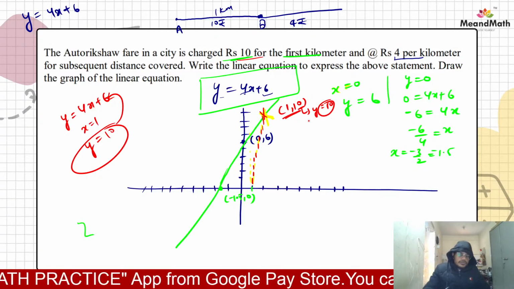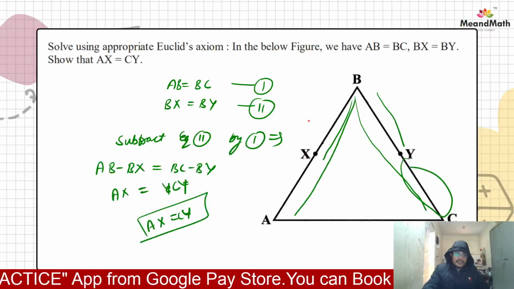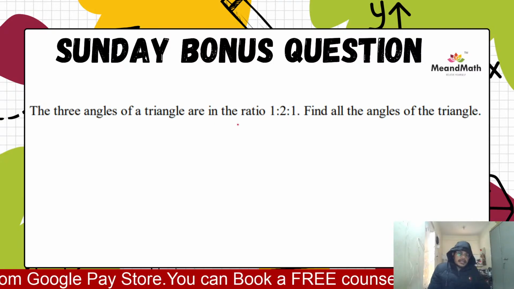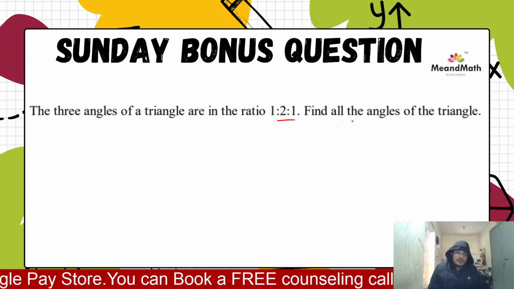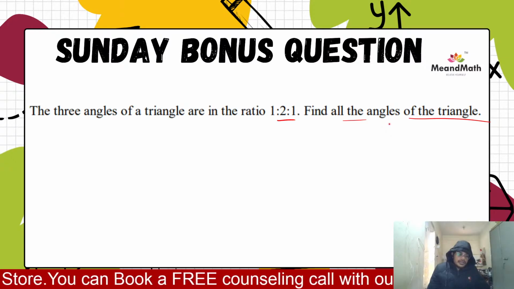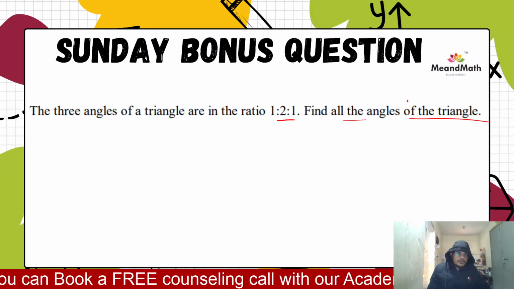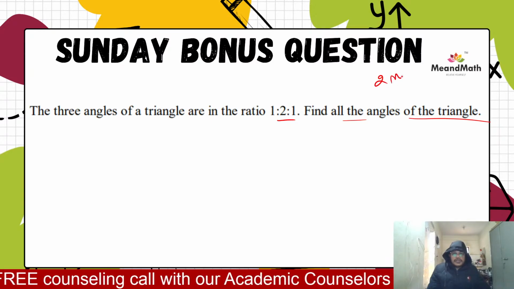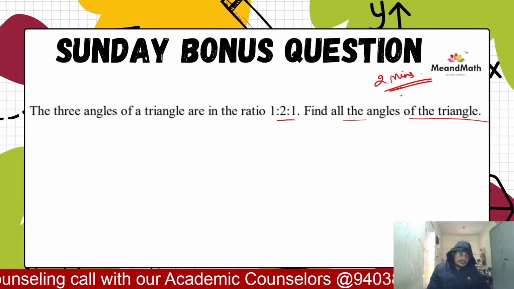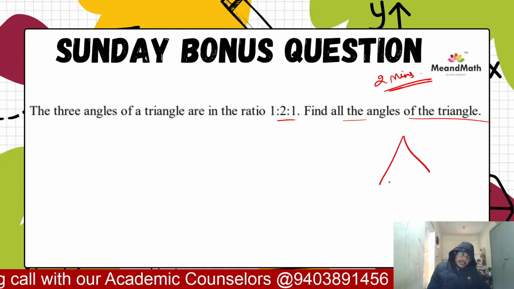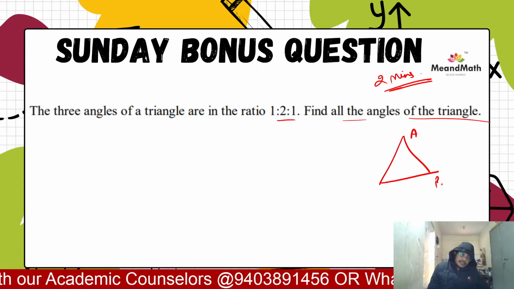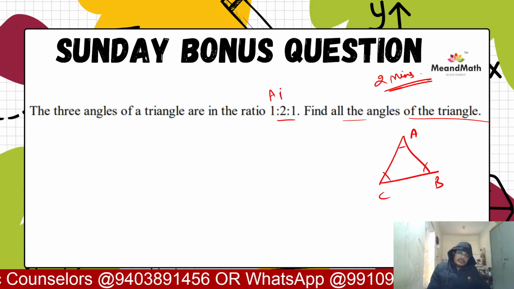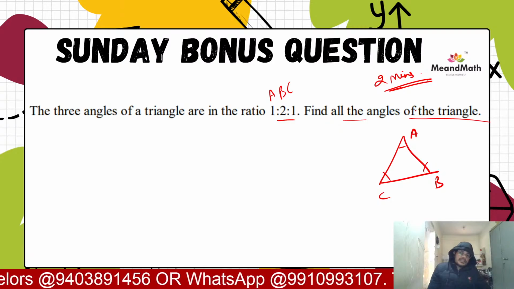Okay. Now, it's time for the Sunday bonus question. Right. The three angles of a triangle are in the ratio of this. Find all the angles of the triangle. Either you can take a screenshot of this question and do it at home, or do it with me. First, I am giving you 2 minutes to solve this question. You have a triangle, and let's say this is A, this is B, this is C, and these angles are in this ratio.